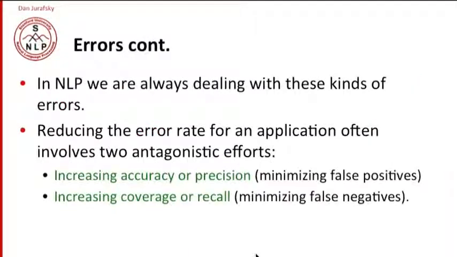And it turns out in natural language processing, we're constantly dealing with these two classes of errors. So reducing the error rate in any application, and we're going to see this again and again in this course, involves two antagonistic efforts. We're increasing the accuracy or precision, which helps us minimize those false positives, or we're increasing our coverage, or technically called recall, minimizing our false negatives.